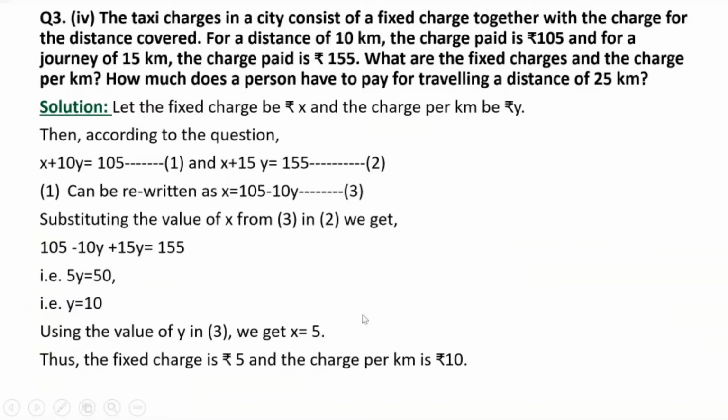So fixed charge is how much? It is 5. 5 plus 25 into 10, that is the charges per kilometer, that is 10 rupees. So 5 plus 10 into 25, which comes out to be 255 rupees will be the charges for how much? 25 kilometers.